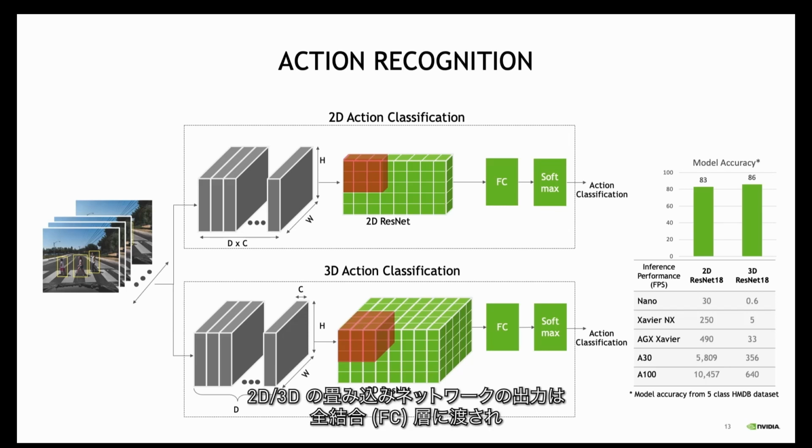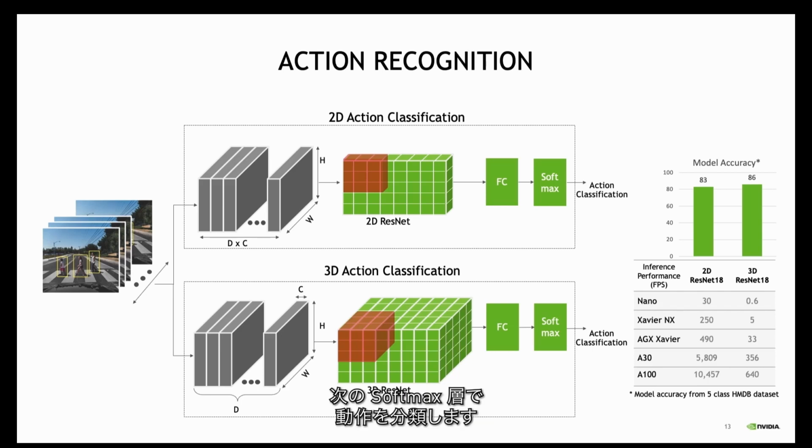The output of both convolution networks goes into a fully connected layer, followed by a softmax layer to classify the actions. But the best part is, all of these complexities are handled by TAO Toolkit, and you as a user just specify the model architecture that you want to use.